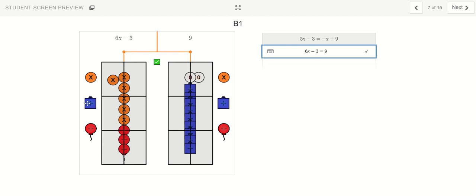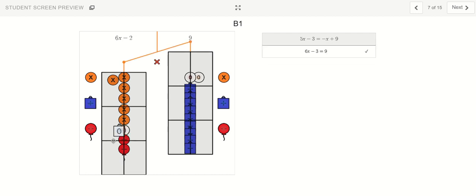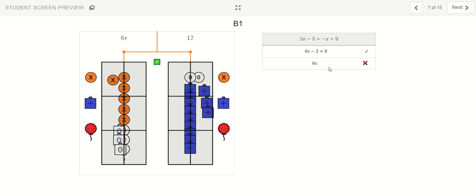From here, I can cancel out the minus 3 with 3 positives. I'm now left with 6 x's. Whatever I do to one side, I need to do to the other. So let's add 3 over here. 9 plus 3, we're at 12. 6x equals 12. And the final step, again, if I have multiple x's, notice I can divide them into sections. I'm going to take all these and divide them into 6 sections. What's 12 divided into 6?